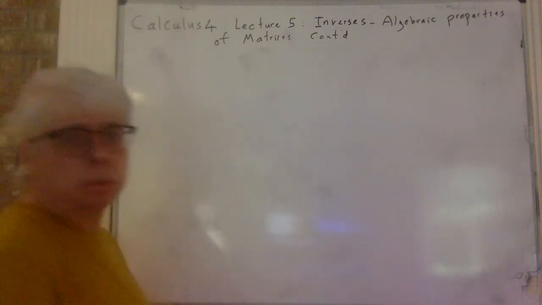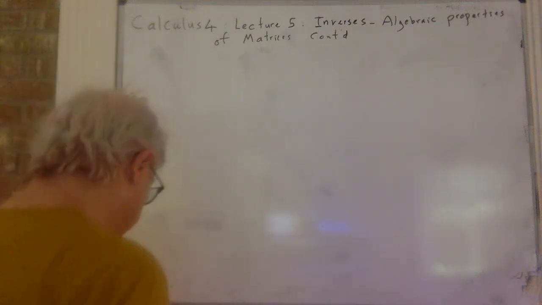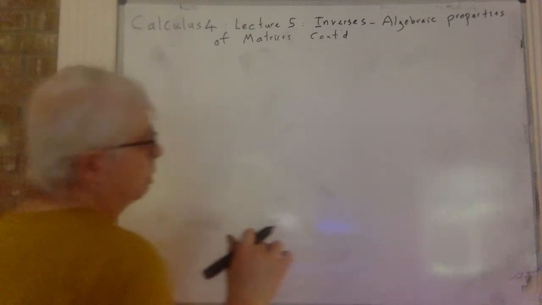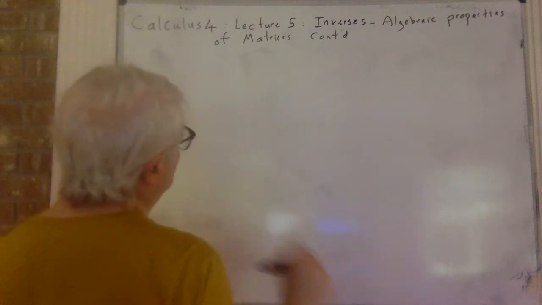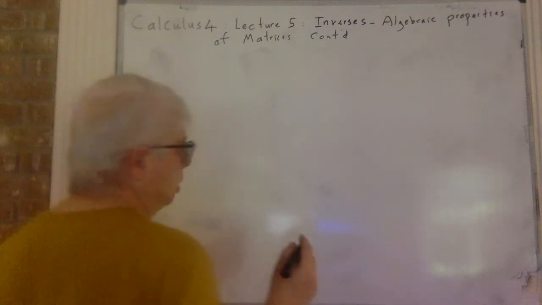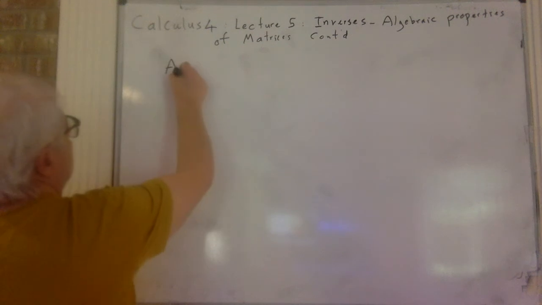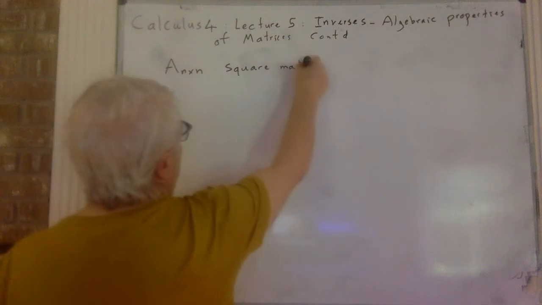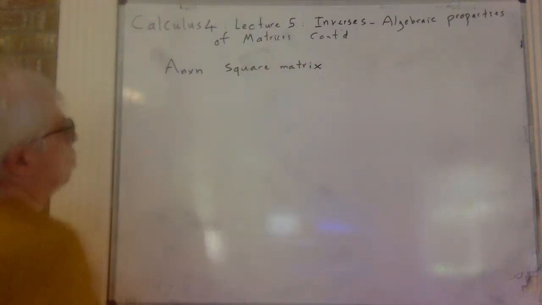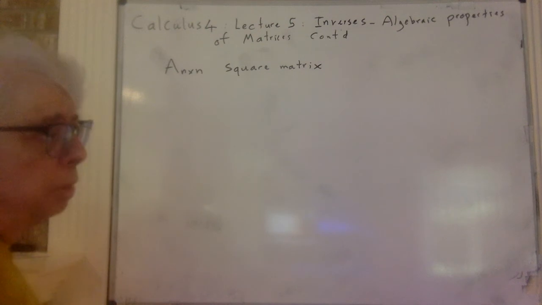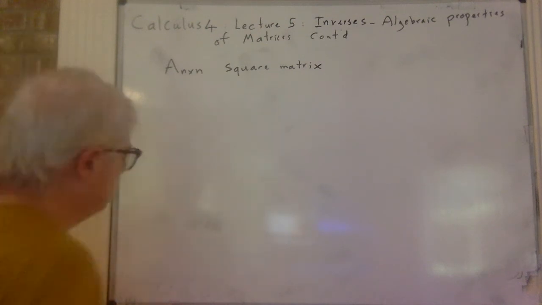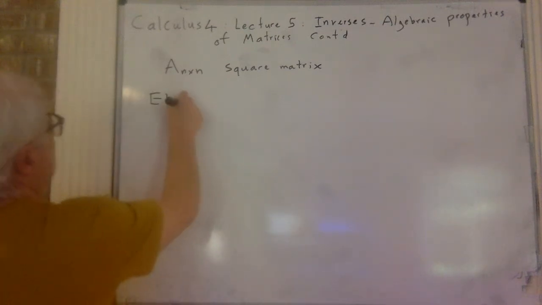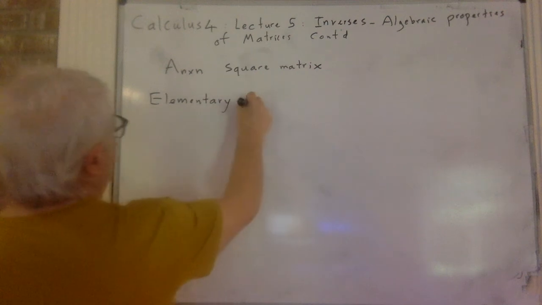Now, since I still have some time left, let me start another subject. This is in fact where I will give you an algorithm to find the inverse of a square matrix. Remember, an n by n matrix is called a square matrix, because the two dimensions are both n. So when I say square matrix, I mean some n by n matrix. So this is the subject: elementary matrices.